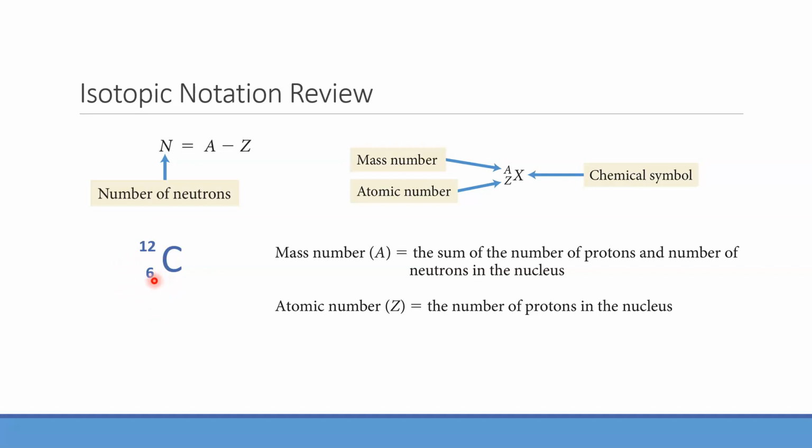All carbon atoms have 6 protons. All carbon atoms do not have a mass of 12. There are also carbon-13 and carbon-14 atoms, which we'll talk about when we get to carbon dating. So if you want to know the number of neutrons in an atom, you have to subtract the atomic number from the mass number. And so we don't have the number of neutrons listed here.